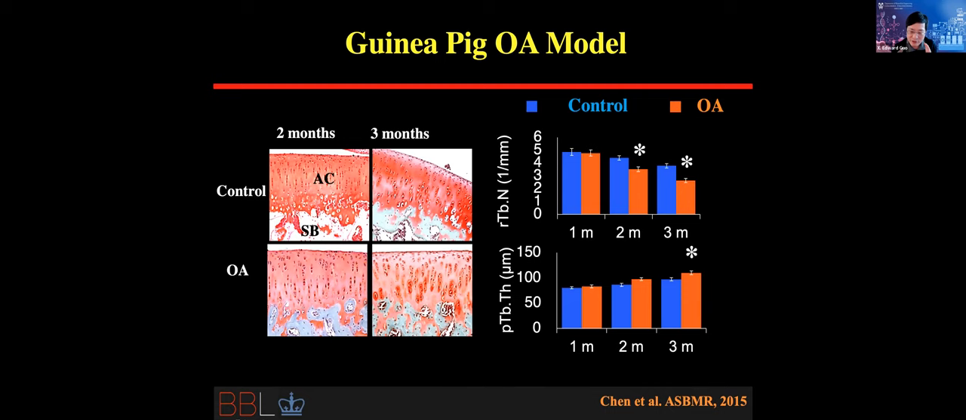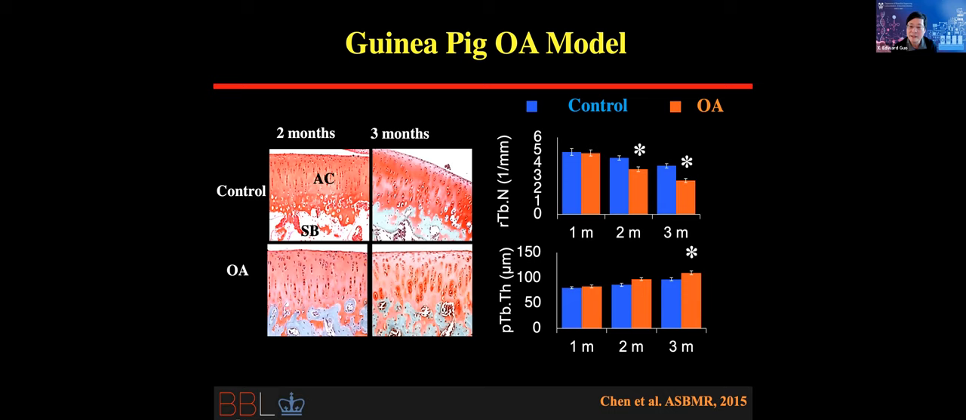Maybe the loss of rod bone volume fraction actually occurs earlier in OA, right? This is supported by guinea pig models, those nice looking guinea pigs you have. Unfortunately, they develop OA, osteoarthritis, at 4 and 5 months. So in here, we look at 3 months, because at 3 months the cartilage is normal.